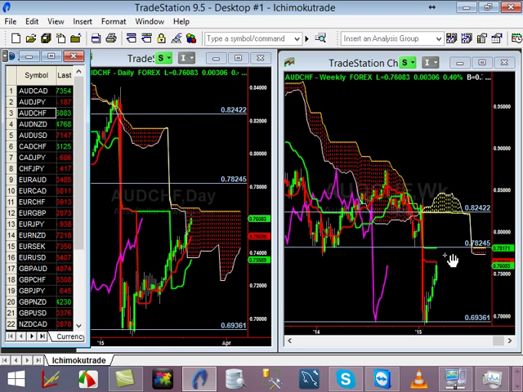If it holds here, this is going to be very strong to a point. If it holds here, it has a high probability of coming back to retest this low at 69.36. So it is at a very critical level right now, where if it holds, it can retest the low.